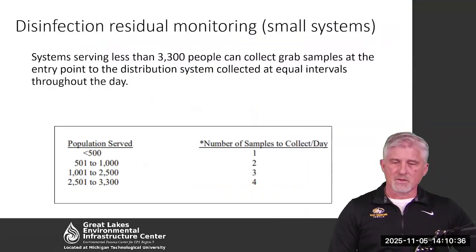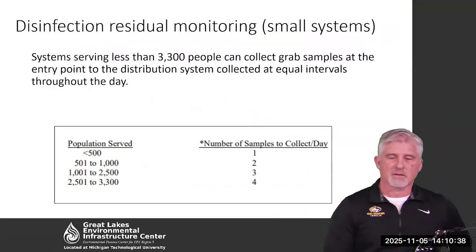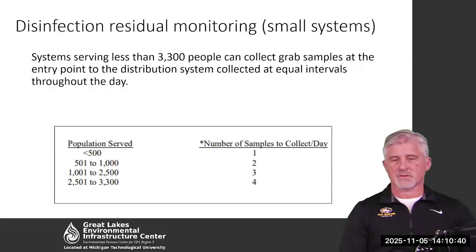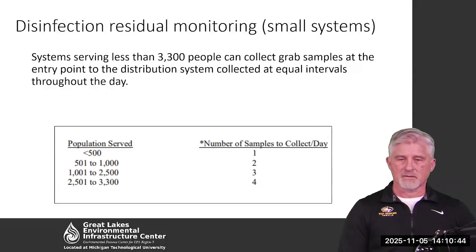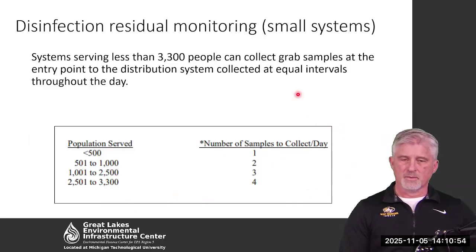All right. So in addition to that, we need to maintain certain disinfection residuals. This table shows us for small systems up to 3,300 population, the number of samples they need to collect each day. And they need to be collected at equal intervals throughout the day. This ensures that we've got a disinfection residual leaving the plant.